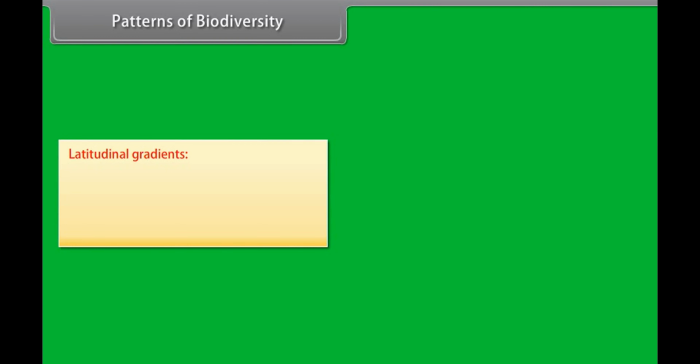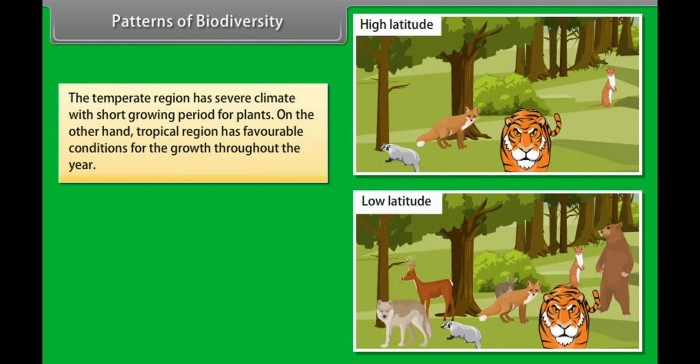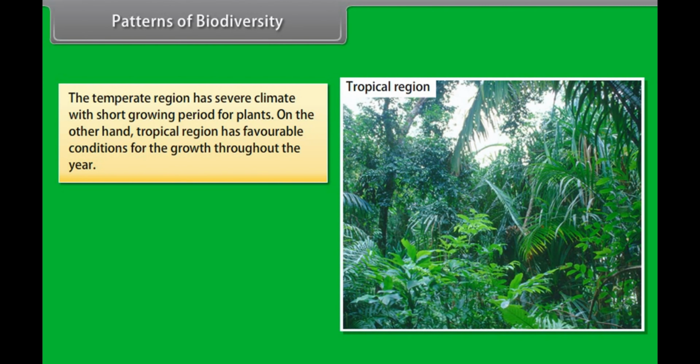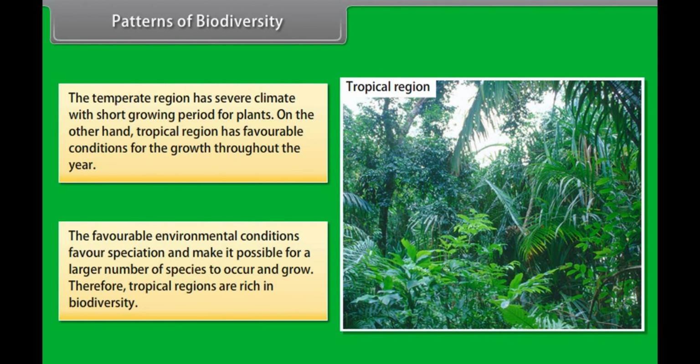Latitudinal gradients. Biodiversity is not uniform on the earth. It varies with change in latitude or altitude. Biodiversity increases when we move from high to low latitude. The temperate region has severe climate with short growing period for plants. On the other hand, tropical region has favorable conditions for growth throughout the year. The favorable environmental conditions favor speciation and make it possible for a larger number of species to occur and grow. Therefore, tropical regions are rich in biodiversity.